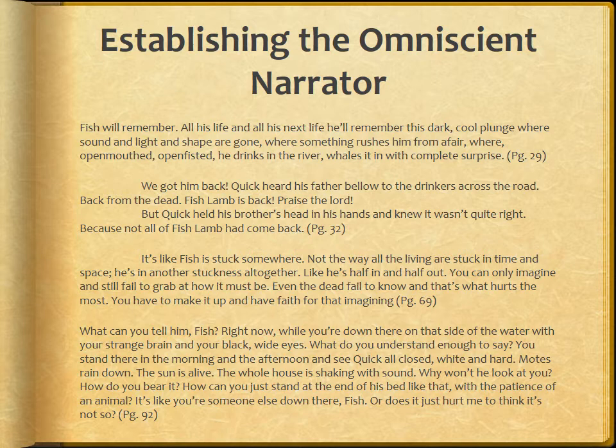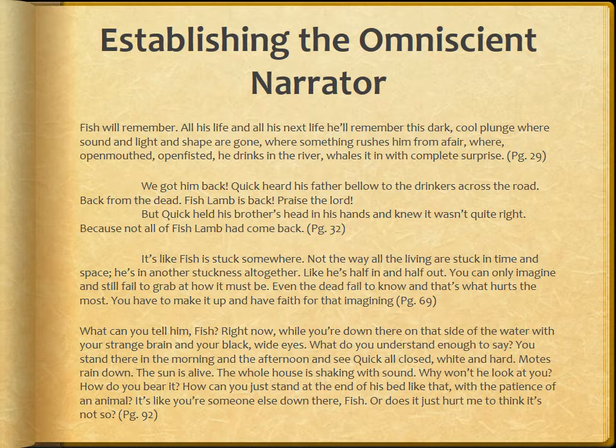And it progresses even to page 32 when Lester's celebrating to everyone. We got him back. Quick heard his father bellow to the drinkers across the road. Back from the dead, Fish Lamb is back. Praise the Lord. And there's this very interesting line where, but Quick held his brother's head in his hands and knew it wasn't quite right because not all of Fish Lamb had come back. And it's this very interesting perspective for us to experience as a reader because we don't really understand if it's Quick experiencing, if it's his train of thought as he experiences this tragedy, or if it's actually the omniscient narrator coming through and telling us that it's not quite right because Fish Lamb had not come back, or not all of Fish Lamb had come back.